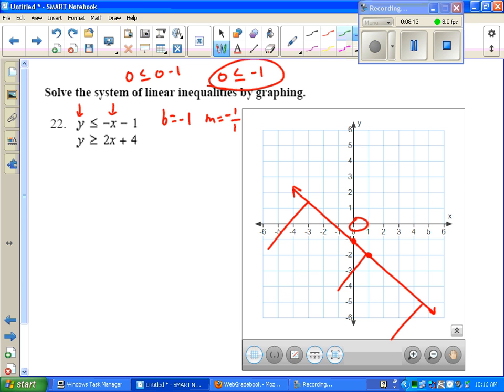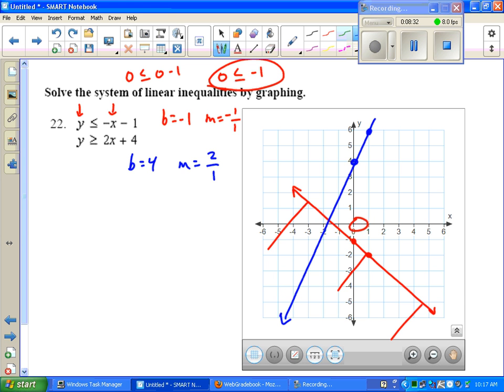The other one is also in the mx plus b form. Our b value for that one is a positive 4, so begin at 4. Your m value is a positive 2, which is over 1. That tells you to go up 2 and to the right 1. Again, it says greater than or equal to, so it's going to be a solid line for us.